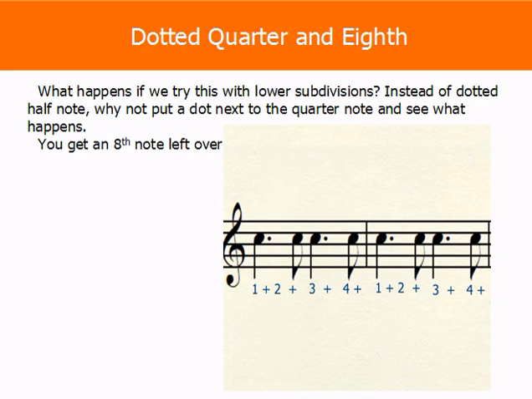Here we go, counting this off. 1, 2, 3, 4. 1 and 2 and 3 and 4 and 1 and 2 and 3 and 4 and this is common in most music. You see the dotted quarter note followed by an eighth note. This happens very often. I'm going to play this a little faster too, like 1, 2, 3, 4.